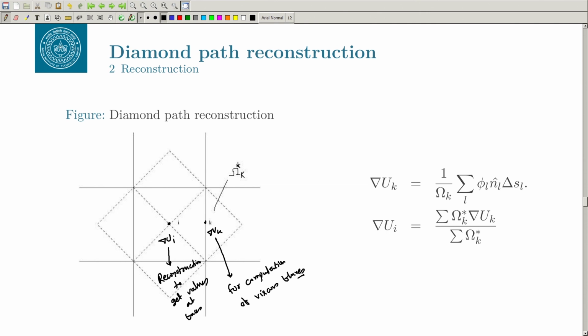Right. So, what we can do is make a diamond path. This is my actual cell volume, and these are my neighbors. This is j equal to 1, j equal to 2, j equal to 3 and j equal to 4, and this is my I, right.